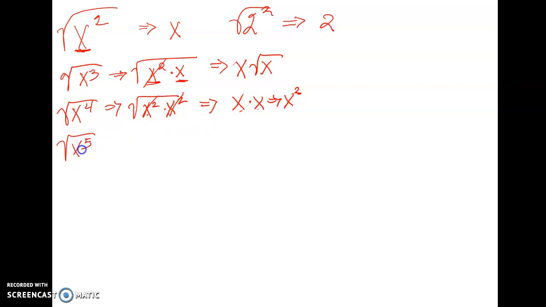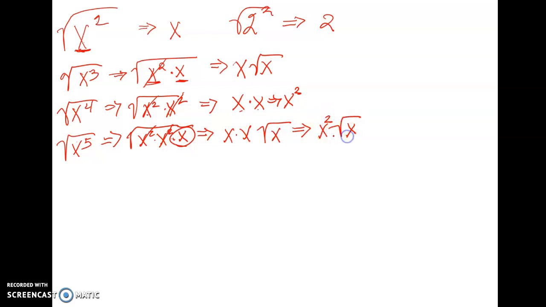And then let's see if we can find a pattern. X to the 5th is x squared times x squared times x. Do you see how I'm growing here under the radical? Square root of x squared is x. Square root of x squared is x. Can't take the square root of this guy, so he's going to stay behind. So we have x squared root x.